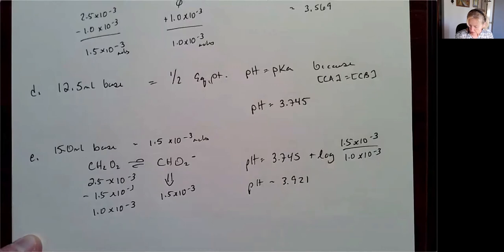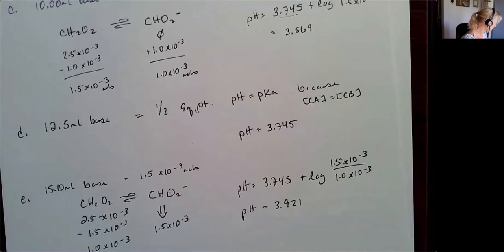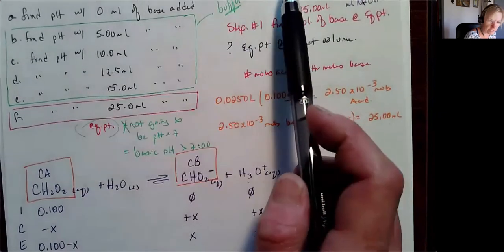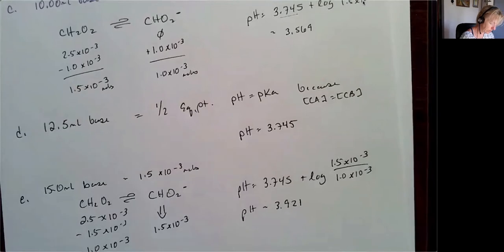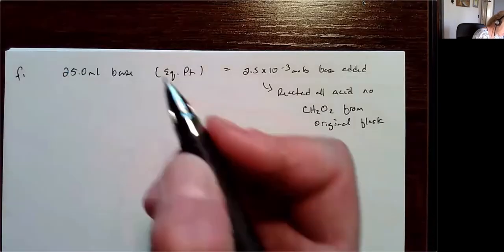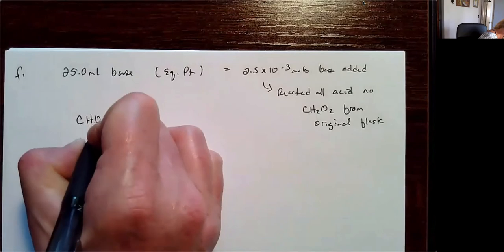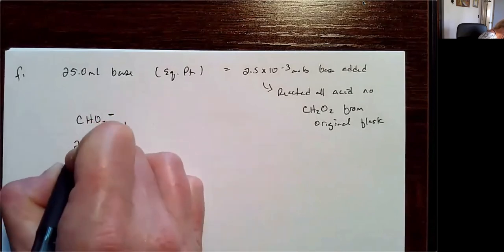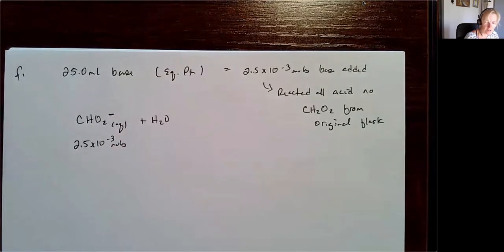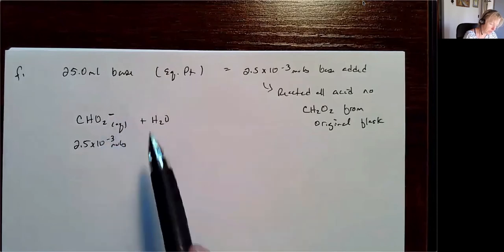The next point on my list here is going to be at the equivalence point, and something unique happens there. All of my acid has reacted and turned into conjugate base. So at the equivalence point at 25 mils, I'm going to have 0 of this, and I'm going to have 2.5 times 10 to the minus 3 moles of this. That means I just have CHO2 minus, 2.5 times 10 to the minus 3 moles of that in water. That's all that I have in water, because at the equivalence point I've just added in enough base.